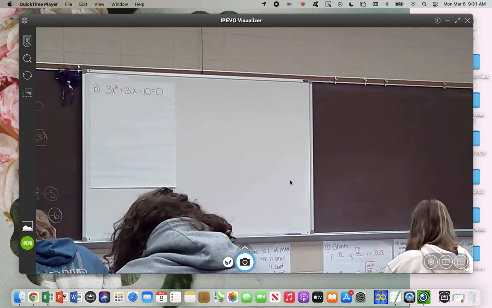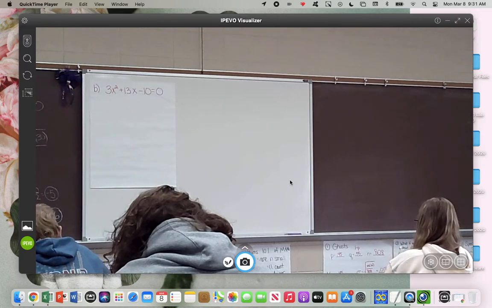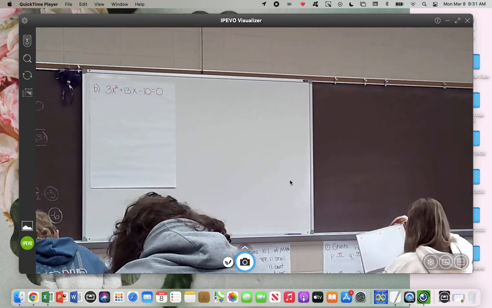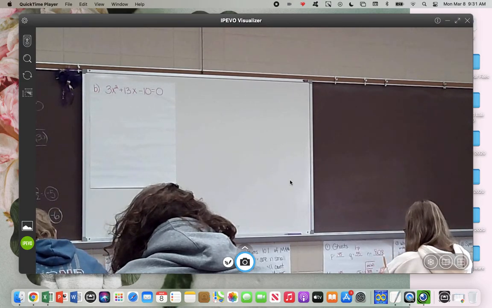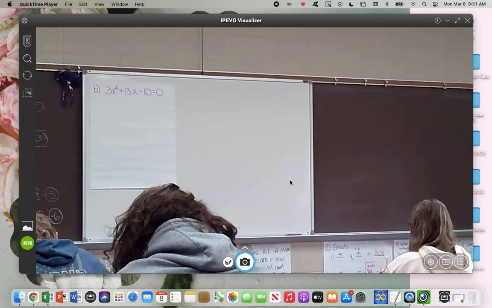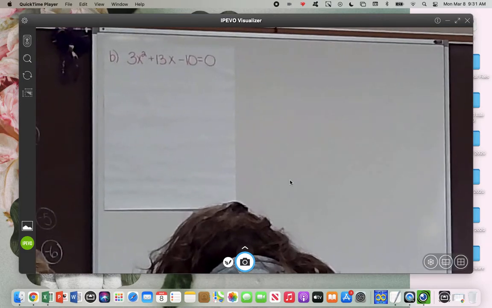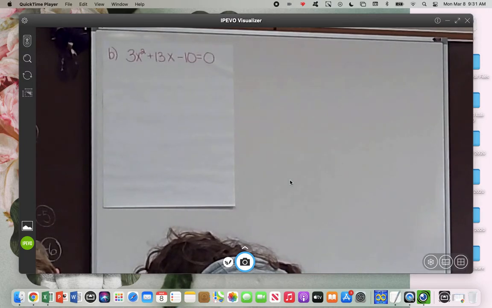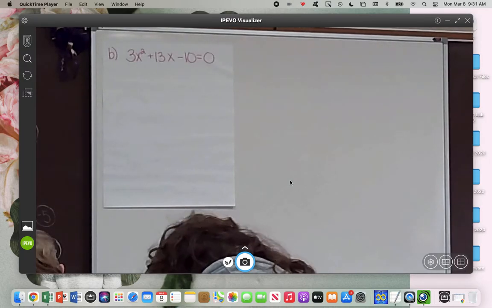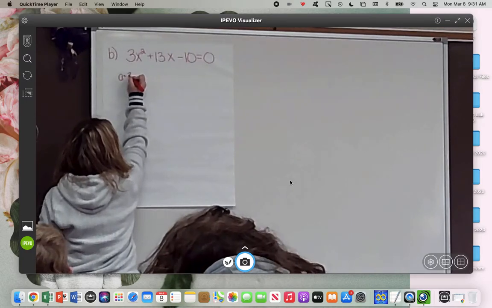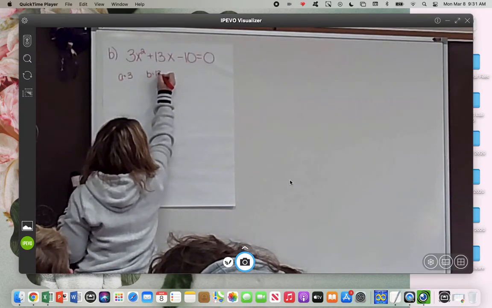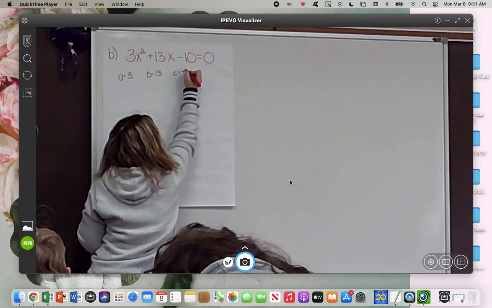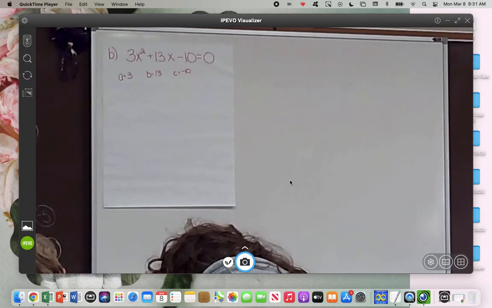All right, 3x squared plus 13x minus 10 equals 0. So I did throw in a negative on this one. All right, so which value am I going to plug in for A? All right, my A value is 3. What am I going to plug in for B? 13. And what am I going to plug in for C? If it's a minus, it is a negative. So our C value is negative 10.